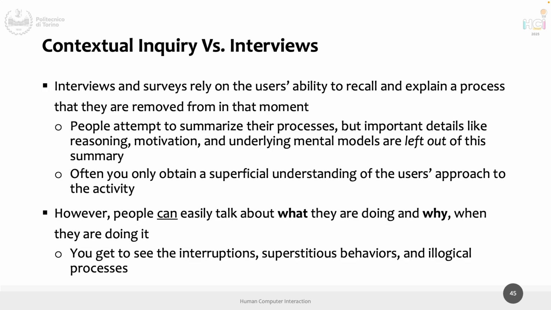Versus interviews, the advantage of contextual inquiry is that in interviews, people have to recall what they did and then explain it to you. But they are not in that moment anymore. It's like if I ask you what you did yesterday at 3 p.m., you will probably be able to answer, no? Well, with a little bit of effort, maybe. What you did yesterday afternoon, let's say.